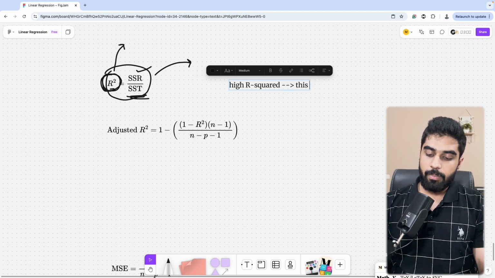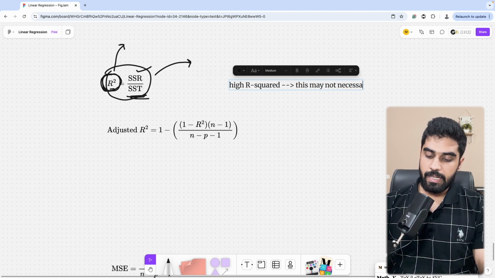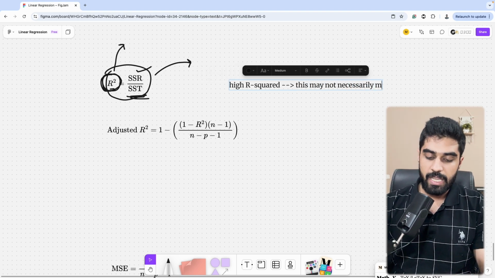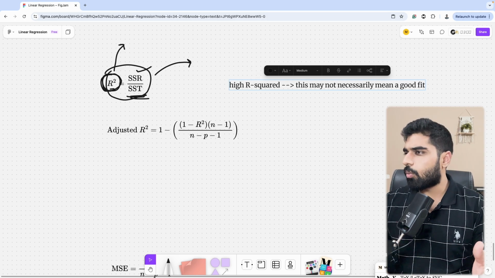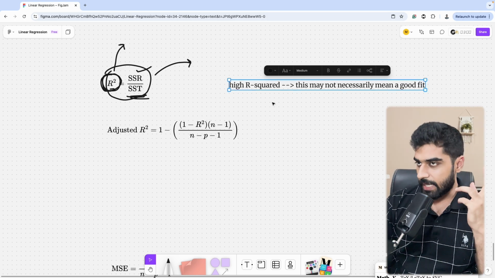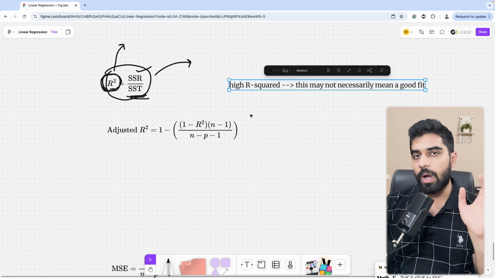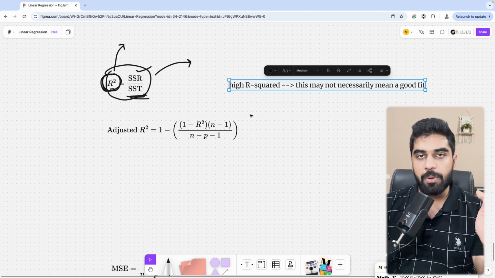Now, I mentioned earlier that there can be cases where you have high R squared, but this may not necessarily mean a good fit. Why did I say that? So let's say you have an equation y is equal to beta 0 plus beta 1x.